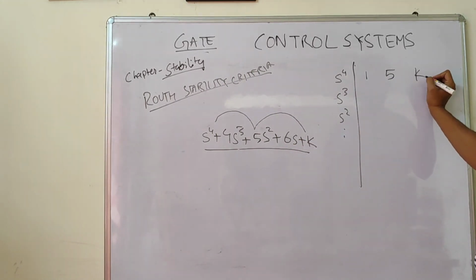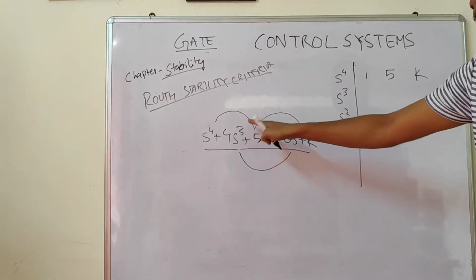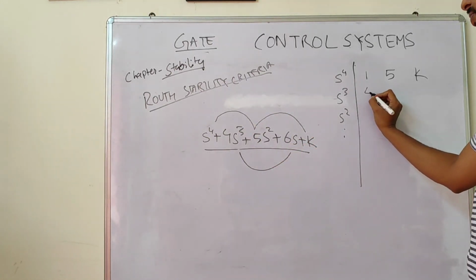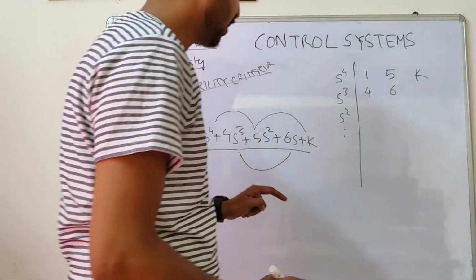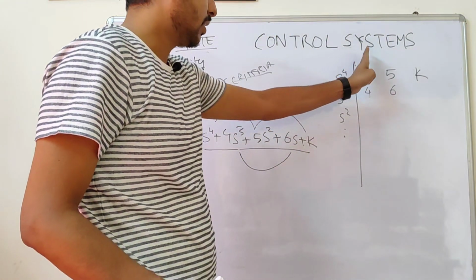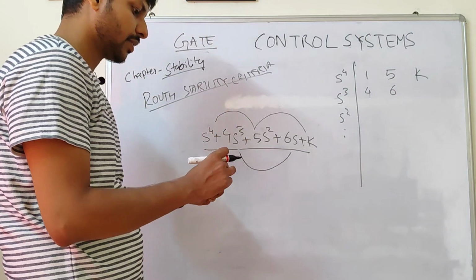1, 5, k, and then the remaining ones, right? These two we will write for the s cubed coefficients, which is 4 and then 6. Now the Routh stability criteria tells you that in this first column, all the coefficients should be of the same sign.